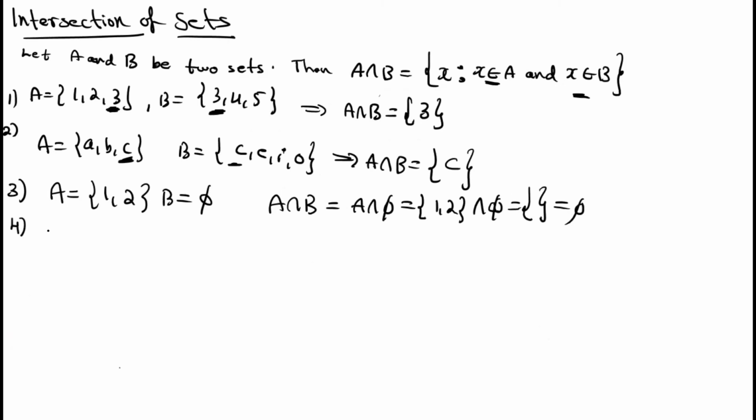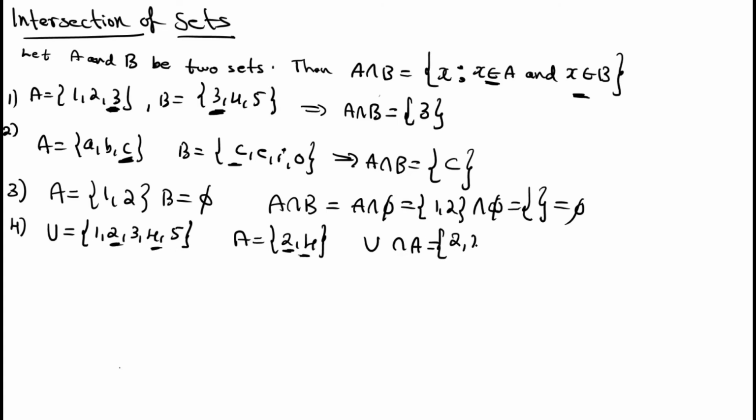Next, take U, the universal set, equal to 1, 2, 3, 4 and 5, and set A equal to 2 and 4. Now calculate U intersection A. U intersection A means writing the common elements in U and A. Only two common elements, 2 and 4. Our observation is that this is nothing but set A. So the universal set intersected with any of its subsets gives that subset only.